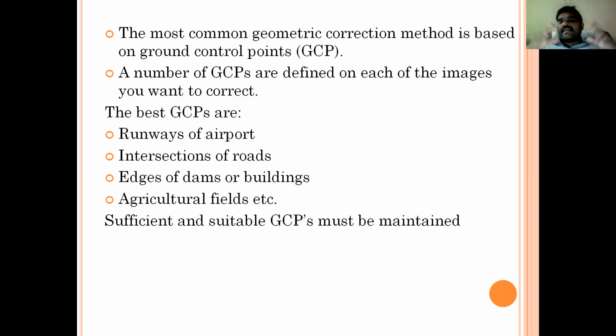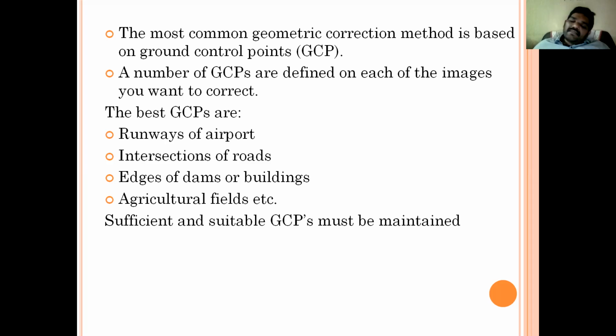Normally, global controlling points will be considered for better and good interpretation, where the image characteristics will be found out with good accuracy and reality. Normally, the permanent structures like road intersections, runways of airports, edges of dams and buildings, agriculture fields, etc. will be considered as GCPs.